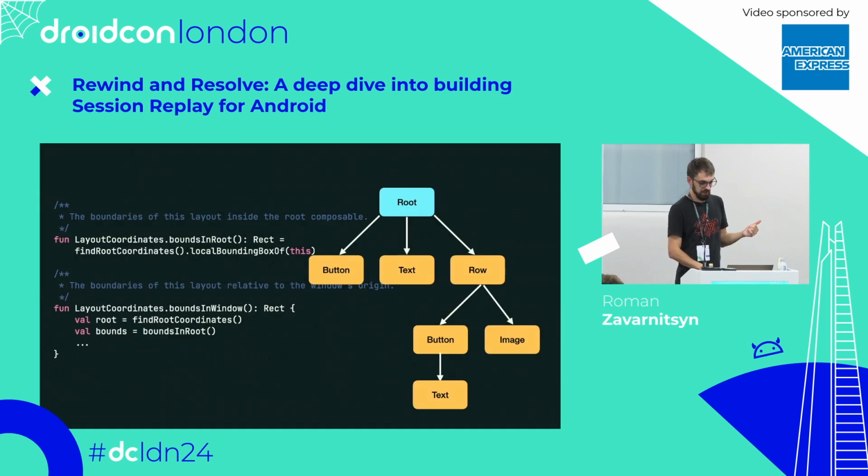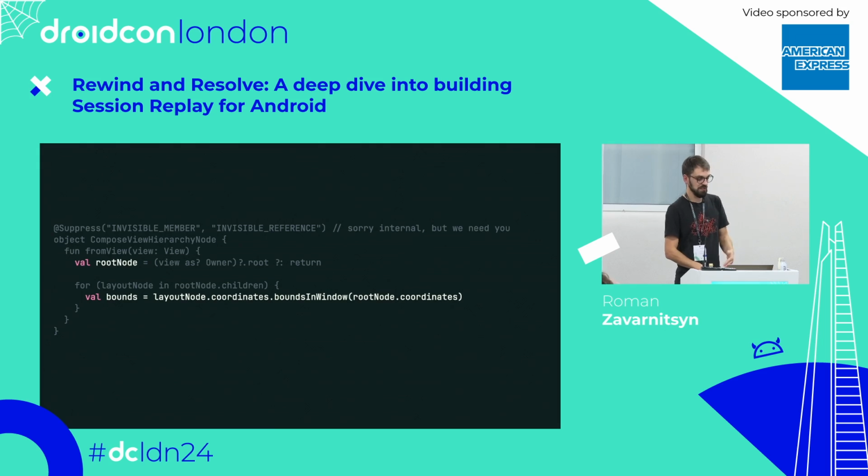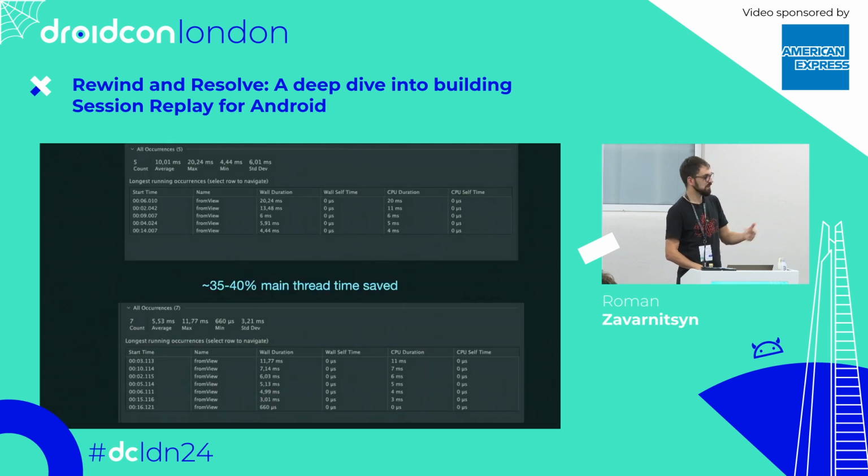There is another improvement we could do. We don't actually need to find the root of the tree because we already know the root, because we traversed from the root down, right? So we could just pass this root as a parameter and use its coordinates for whatever is needed in this method. That's what we've just done. We copied this method over from the Compose code base to ours, and then enhanced it with this logic, passing the root node. And the improvement was actually pretty significant. I think it saved like 35 to 40% of the main thread time, which is pretty nice.